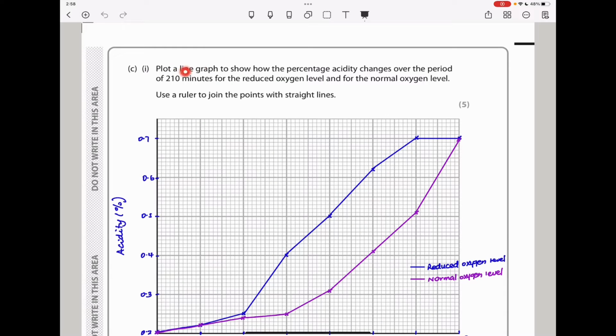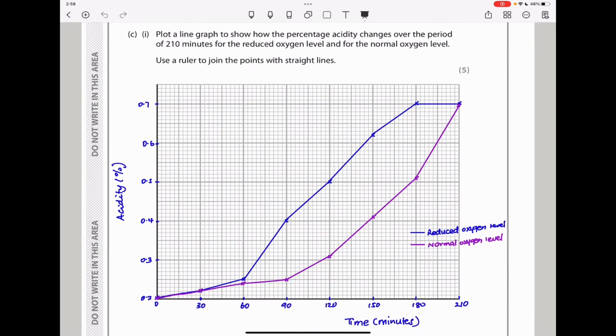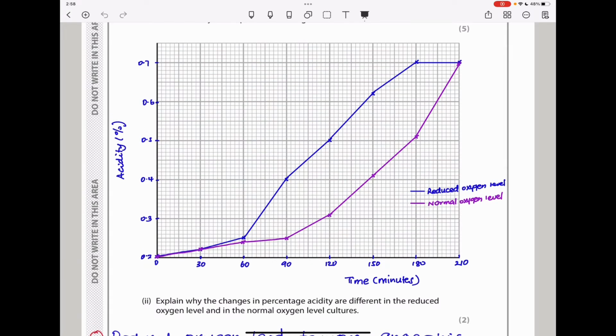Here they say, plot a line graph to show how the percentage acidity changes over the period of 210 minutes for the reduced oxygen level and for normal oxygen level. Use a ruler to join the points with a straight line. I did this using an iPad, so I hope you can see I tried to make them straight. The y-axis, the vertical axis, is acidity percentage, and the horizontal axis is time in minutes. I put the key here. The purple one is for normal oxygen level, and the blue one is for reduced oxygen level. And as you can see, they all end up at the same percentage acidity of 0.7%.